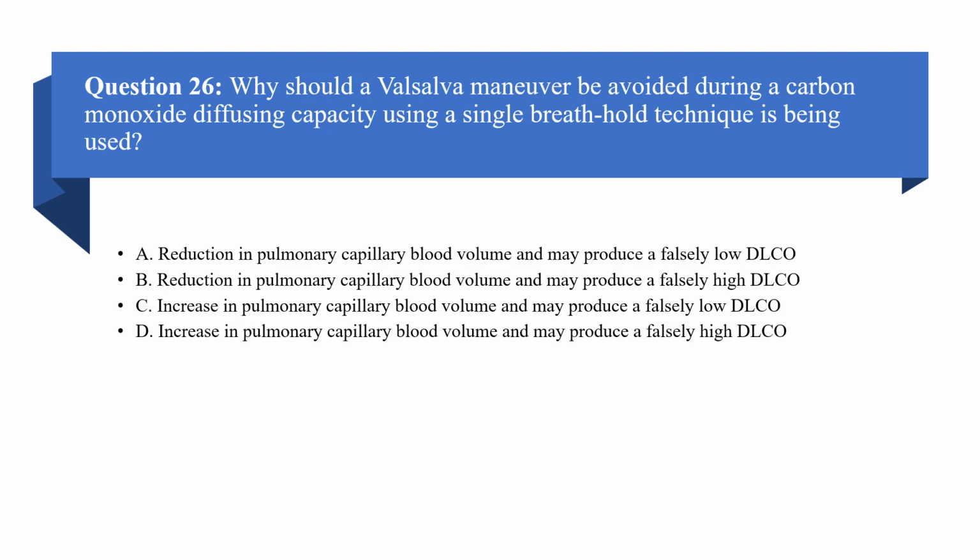Let's take a look at the choices. A, a reduction in pulmonary capillary blood volume may produce a falsely low DLCO. B, a reduction in pulmonary capillary blood flow volume may produce a falsely high DLCO. C, an increase in pulmonary capillary blood volume may produce a falsely low DLCO. And the last choice is D, as in David, an increase in pulmonary capillary blood volume may produce a falsely high DLCO. Take a minute and think about this.